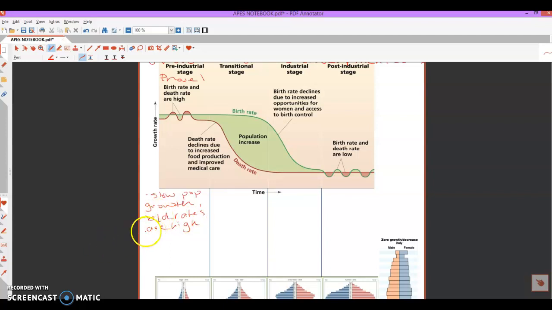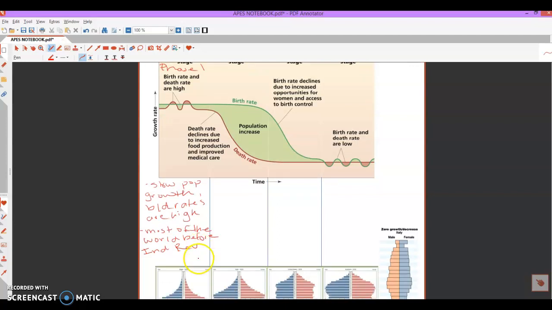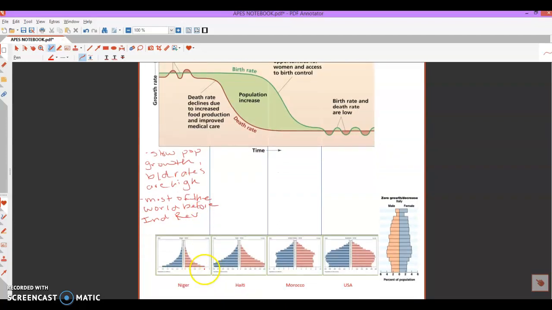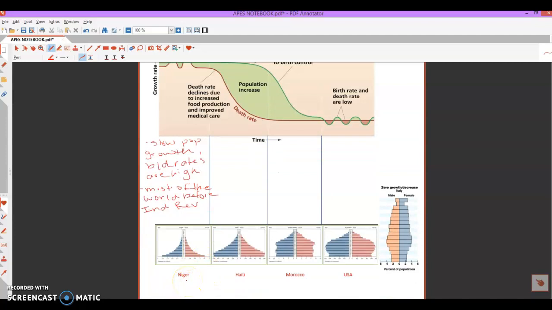Okay, this right here is most of the world before the Industrial Revolution. You guys learned about the Industrial Revolution in your history class. So this is where most of the world falls. So most of the world before the Industrial Revolution. Okay, so an example of a country that is still in this phase is Niger.